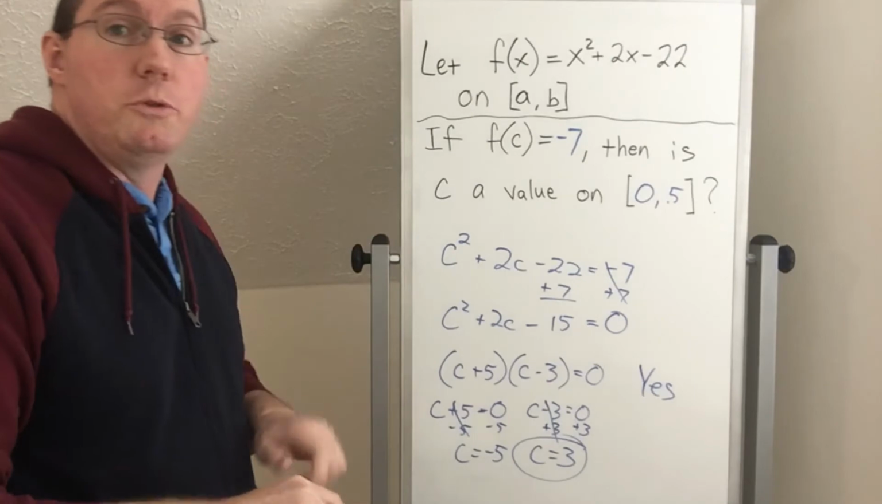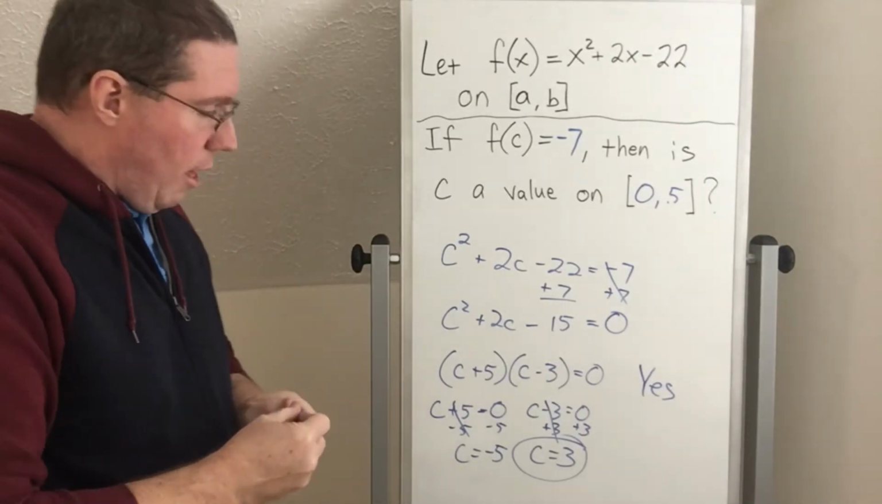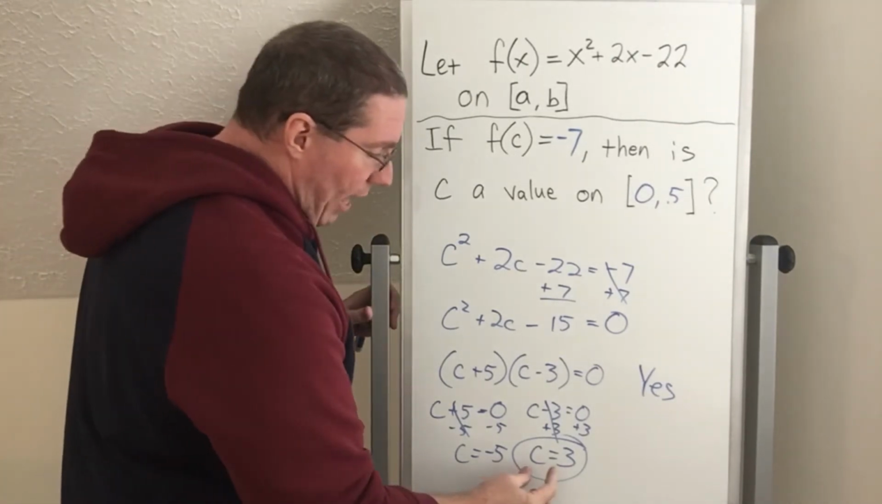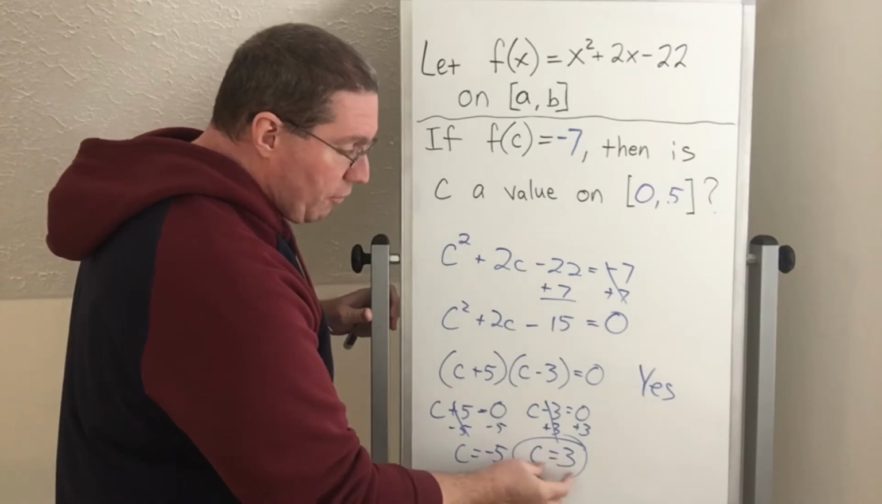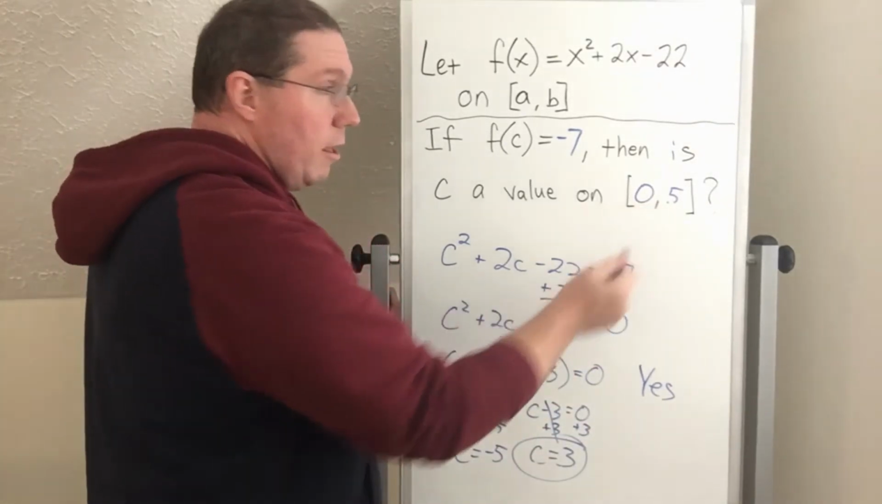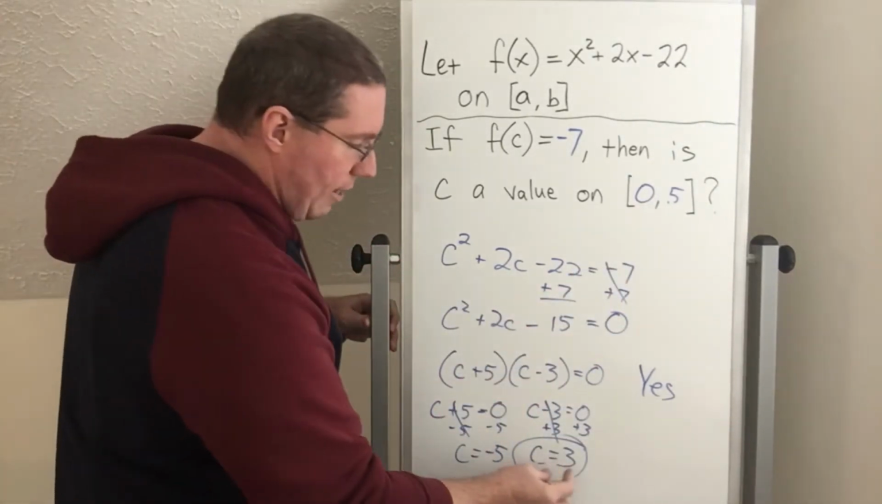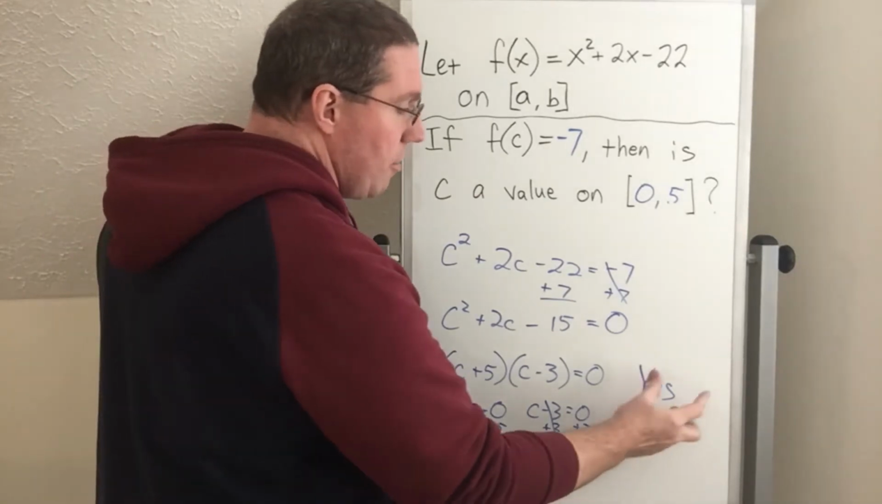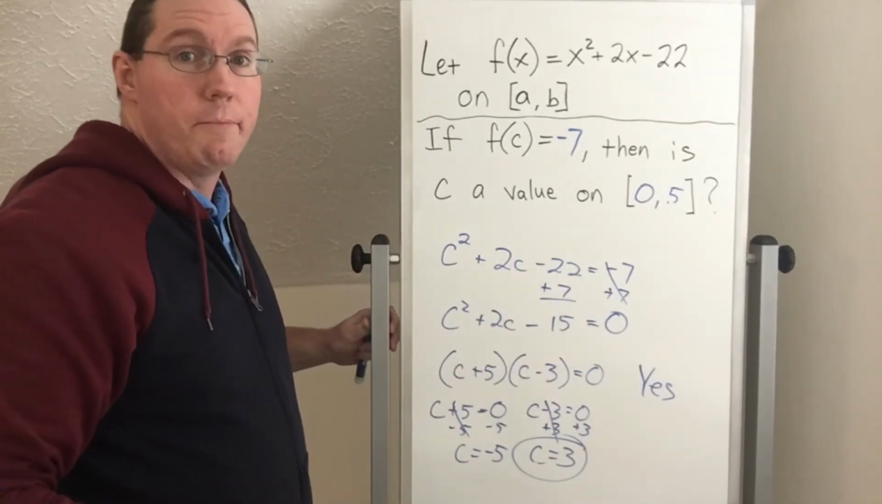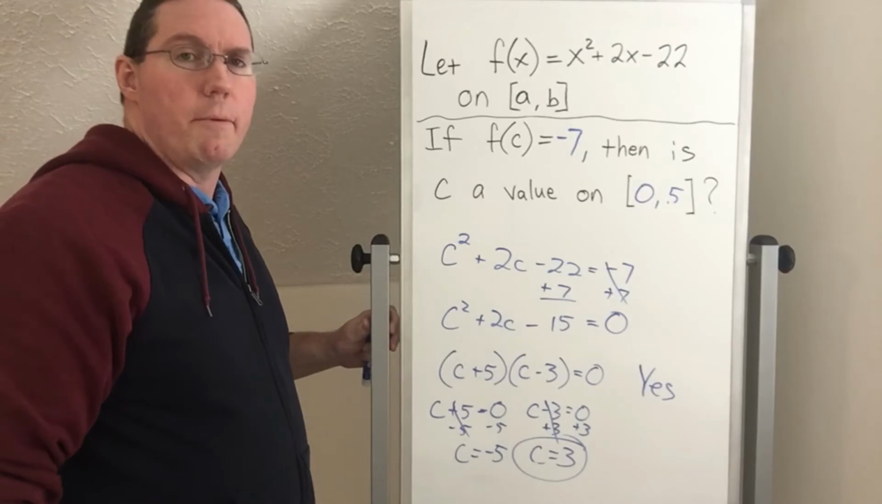And so what I'm going to want you to do in the quiz is identify the value of c. If there is a value of c between these two numbers, I'm going to want you to identify that value and then say either yes or no. Okay? Let's do maybe one or two more examples.